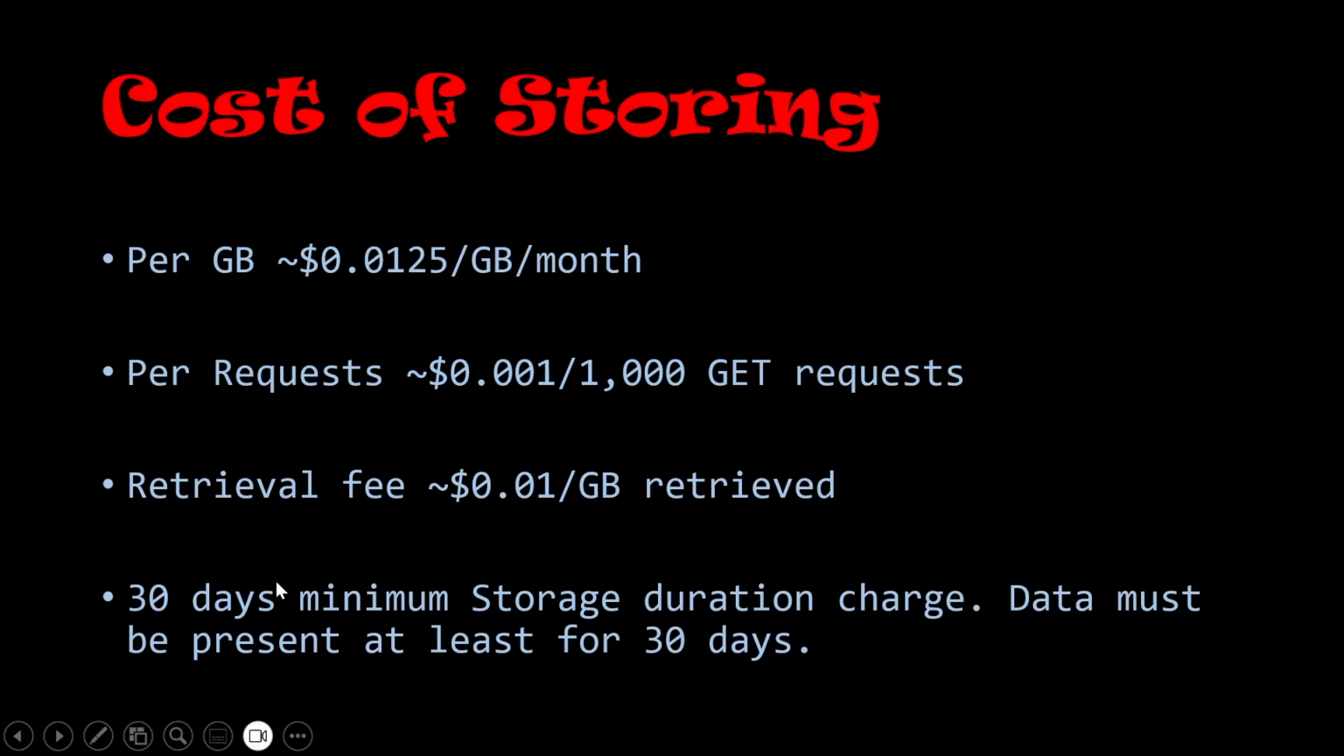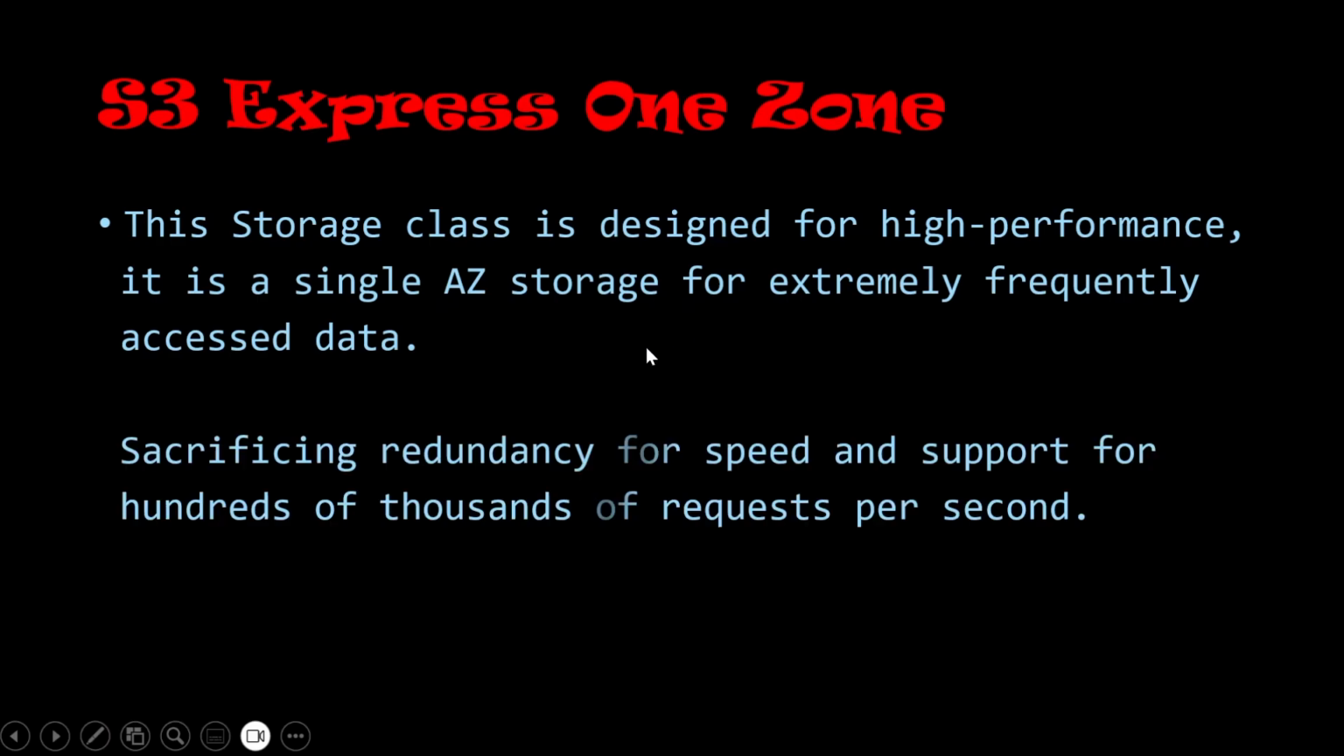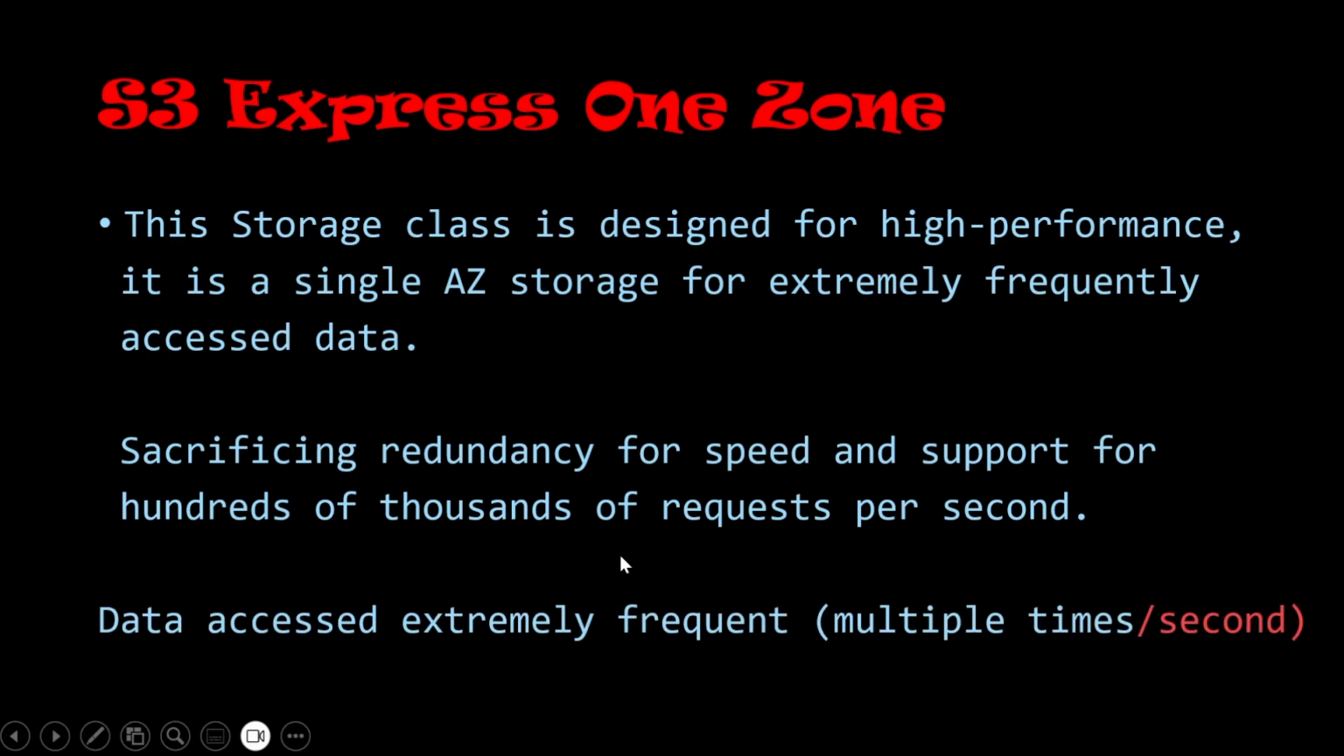This storage class is used to store backups and some log files and long-term data stores where data is not frequently accessed. Next storage class is S3 Express One Zone. This is designed for high performance. As the name suggests, it's a single availability zone storage. This storage class sacrifices redundancy for speed and supports hundreds of thousands of requests per second. Data in this storage class is accessed extremely frequently, that is multiple times per second, within single digit milliseconds, which is up to 10 times faster than S3 Standard.